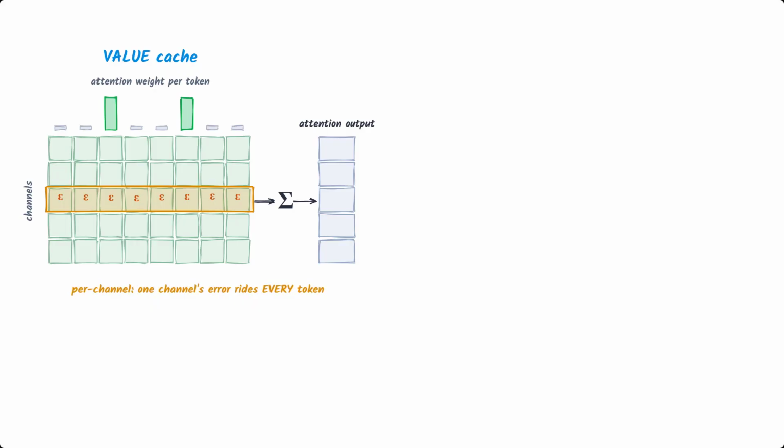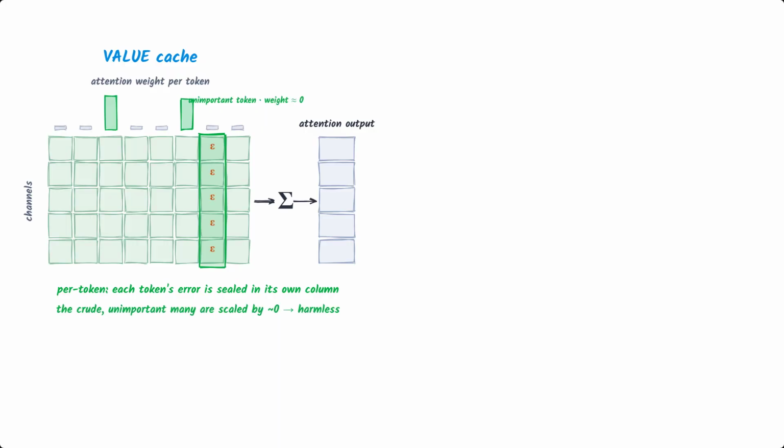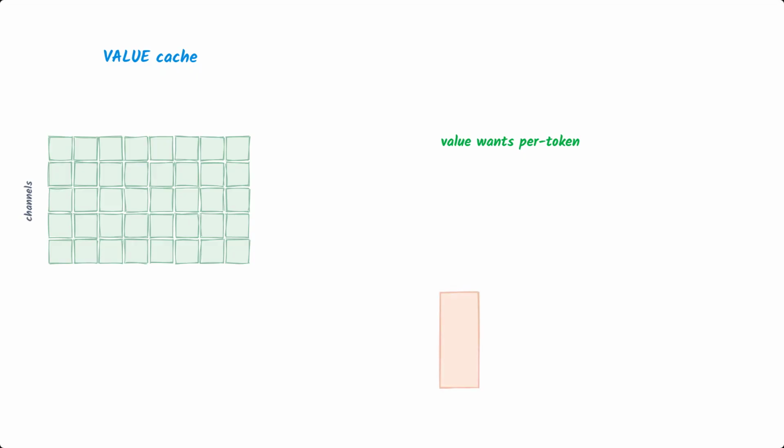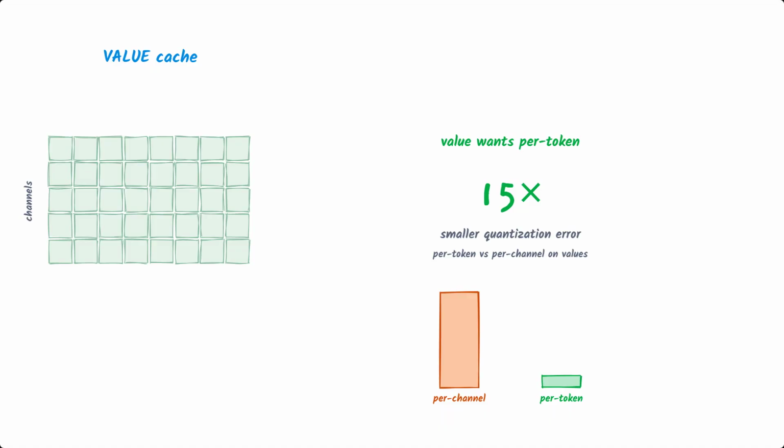If you quantize per channel, an error in one channel smears across all tokens, including those few important ones, and pollutes the output. Quantize per token instead, and each token's error is sealed inside that token, so quantizing the many unimportant tokens simply doesn't touch the important ones. The per token error here is about 15 times smaller. Value once per token. Put the two insights together and you get KIVI's signature move.